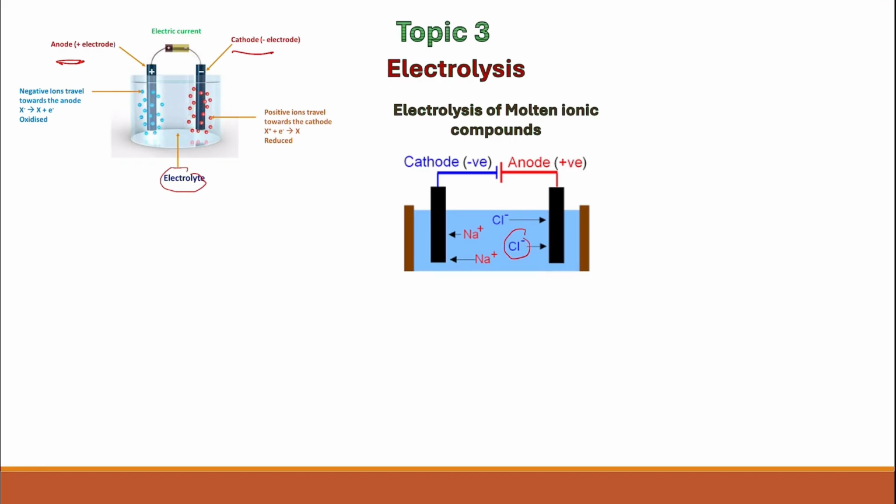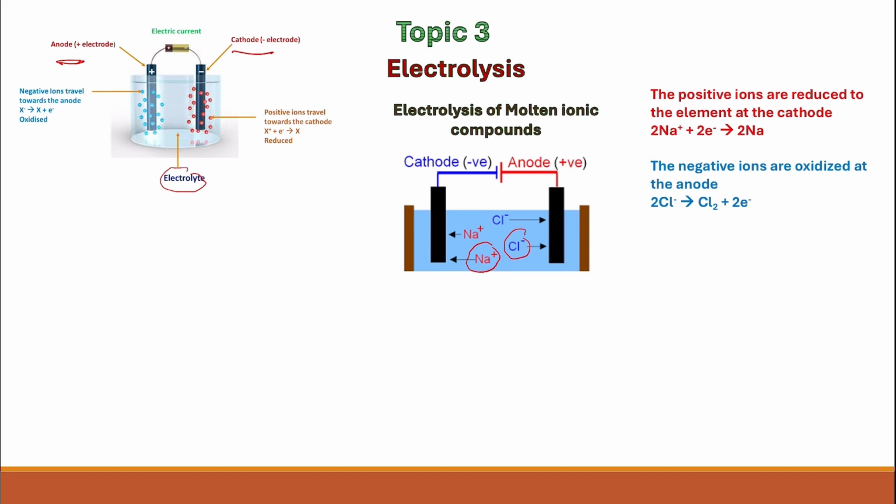So this is sodium chloride. Here, the sodium ions will move towards the negative electrode. They will gain electrons, get reduced, and will give you sodium metal. For the chloride, or the negative ions, they will move toward the positive electrode. They will lose electrons and get oxidized and give chlorine. You should be able to write the half equations and explain why it's oxidation or reduction. Remember OIL RIG: oxidation is the loss of electrons, so this is oxidation, and reduction is the gain of electrons, so this is reduction.